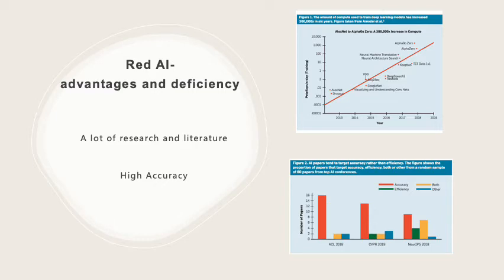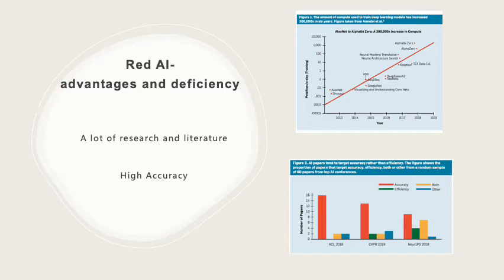And then I will talk about advantages and deficiencies. So it is obvious from the literature review that in recent years, the amount of red AI used in training deep learning models has increased greatly, which means that red AI is widely used in research. The high accuracy. It can be said that this is an advantage or deficiency.